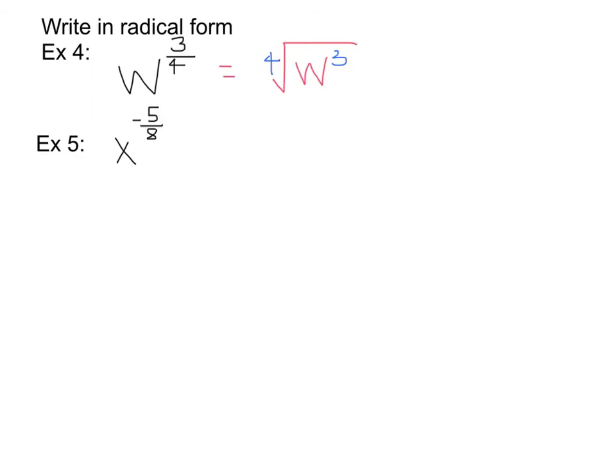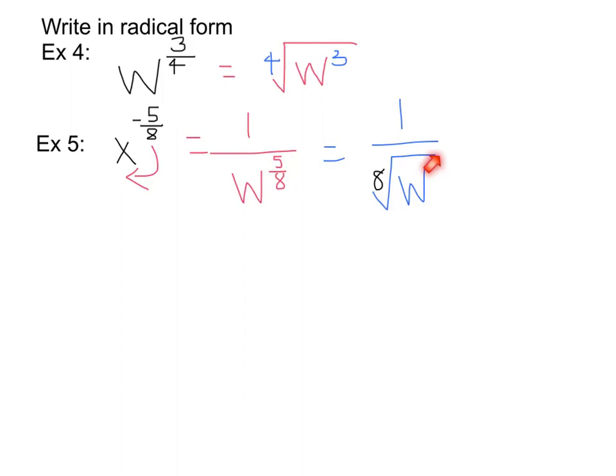In example 5, we have w to the -5/8 power. So now we have to use our properties of exponents, and we can never have a negative exponent, so we have to move it to the denominator to make it positive. So we have 1 over w to the 5/8. Okay, now we rewrite it. So that's going to be 1 over, and I know I'm going to have a radical since I have 5/8. W stays underneath. Okay, the number on the bottom is my index, and then the number on the top is my exponent that stays underneath.